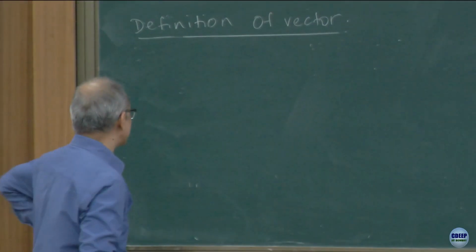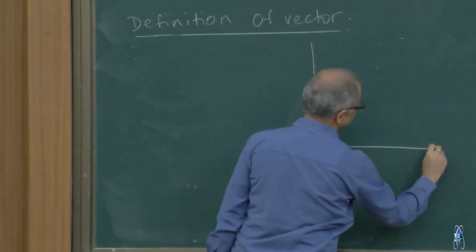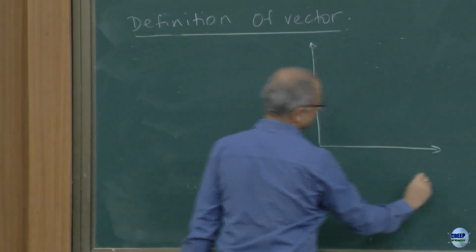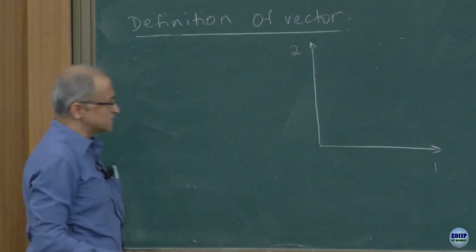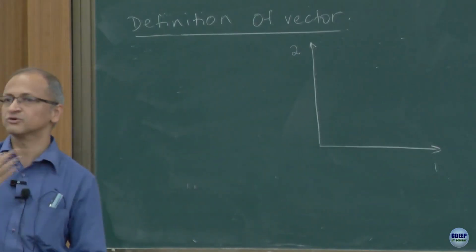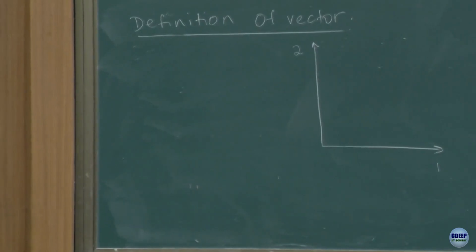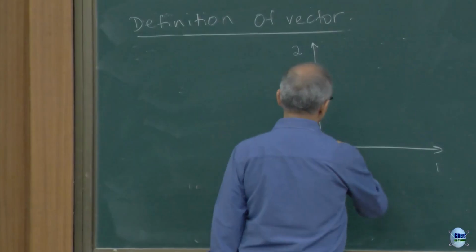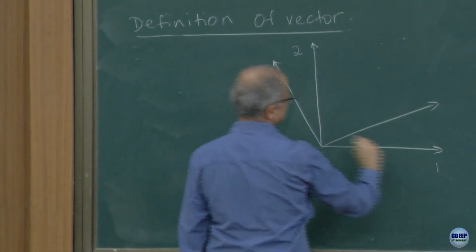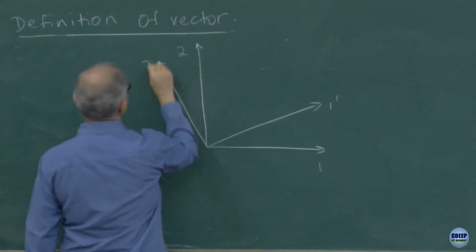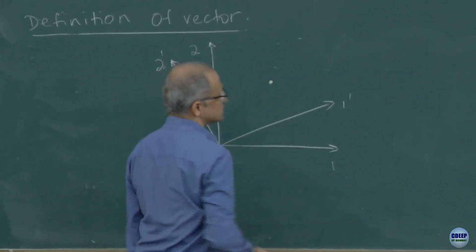So what we do is look at the rotation of a coordinate system. Let us say I have this coordinate system and we will do a rotation about the z-axis. So 1 and 2, you can think of as x and y directions. And then we are going to rotate this coordinate system. So this becomes 1 prime and this is now 2 prime.